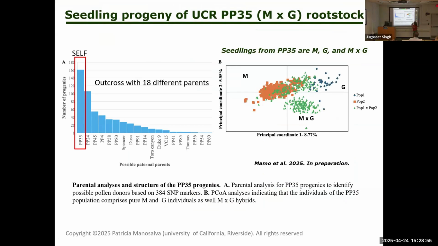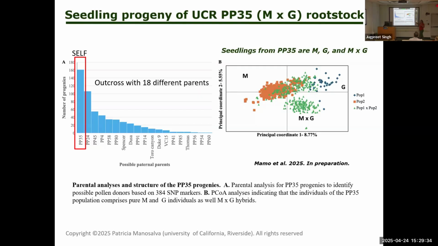If we look at those individuals, in this case I think 700, I don't remember, these are the daddies. We do a parental analysis and we can find the daddies. This is like a CSI. You look at the kids and say, okay, who's the daddy? Because we know the mom. So you can see that around 160 of these 700 are self. So it's mommy and daddy, PP35 self, and give origin to these ones. And then these are the outcrossing. And we have 18 different parent donors for this population.